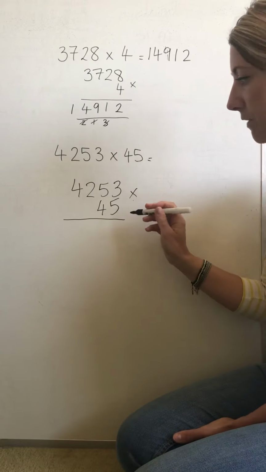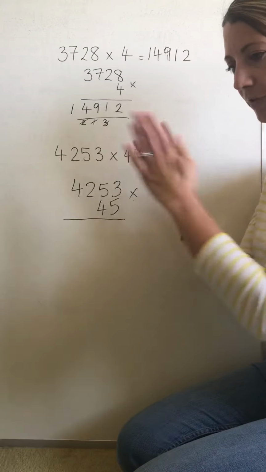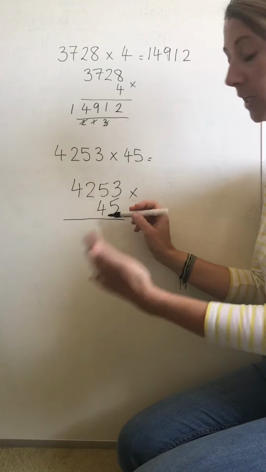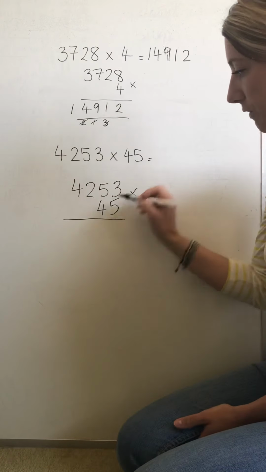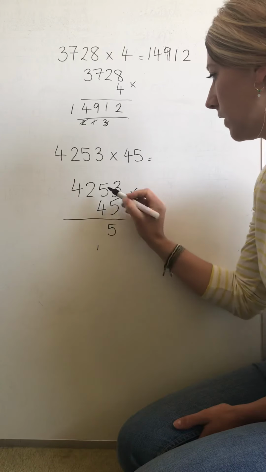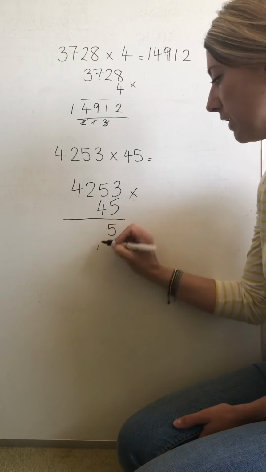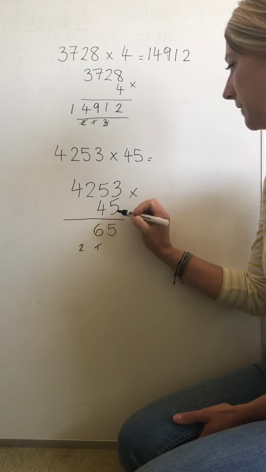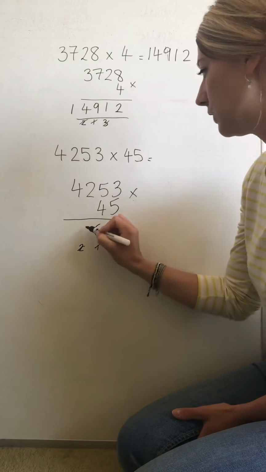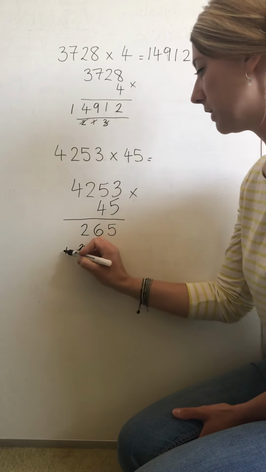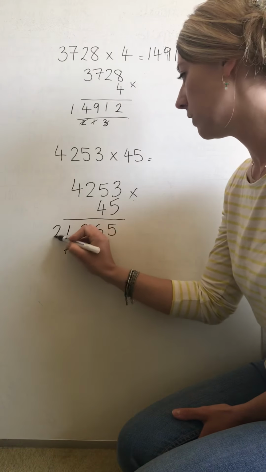If you've done the grid method before, where it's set out into little grids, you'll know that we have to multiply everything by 5 and everything by 40. So ignore the 40 for now, everything by 5. So 3 times 5 is 15, carry the 1. 5 times 5 is 25, plus 1 makes 26. 2 times 5 is 10, plus 2 makes 12. And then 4 times 5 is 20, plus 1 makes 21.